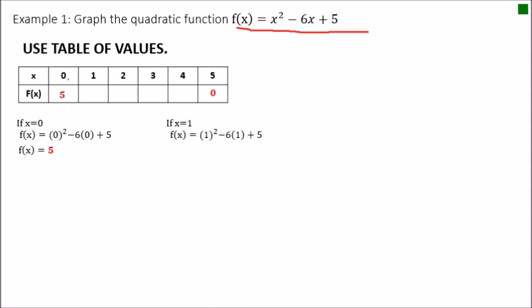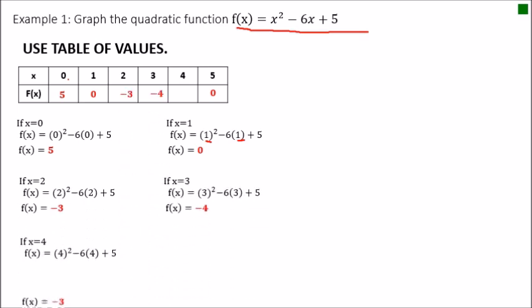Ganun din yung isa. If x is 1, substitute lang ulit. Ang ipapalit mo naman ngayon dito, puro 1. So, if x is 1, we have f of x equals 1 squared minus 6 times 1 plus 5. And then, therefore, f of x or y is 0. So, ilalagay mo ngayon dyan yung 0. And then, gagawin mo din yan sa iba. Kung nahihirapan kayong mag-compute class, pwede naman kayong gumamit ng calculator. Okay po? So, kumpleto na yung ating table of values.